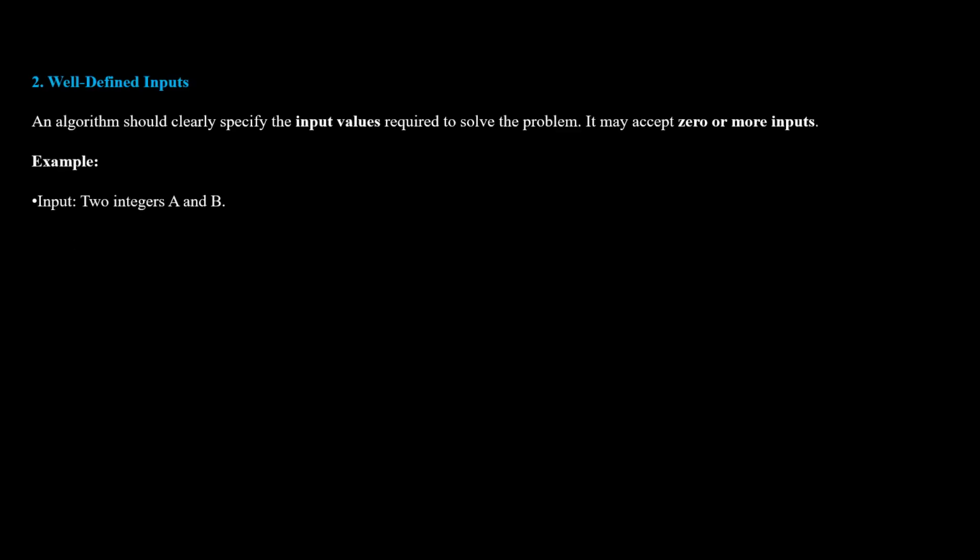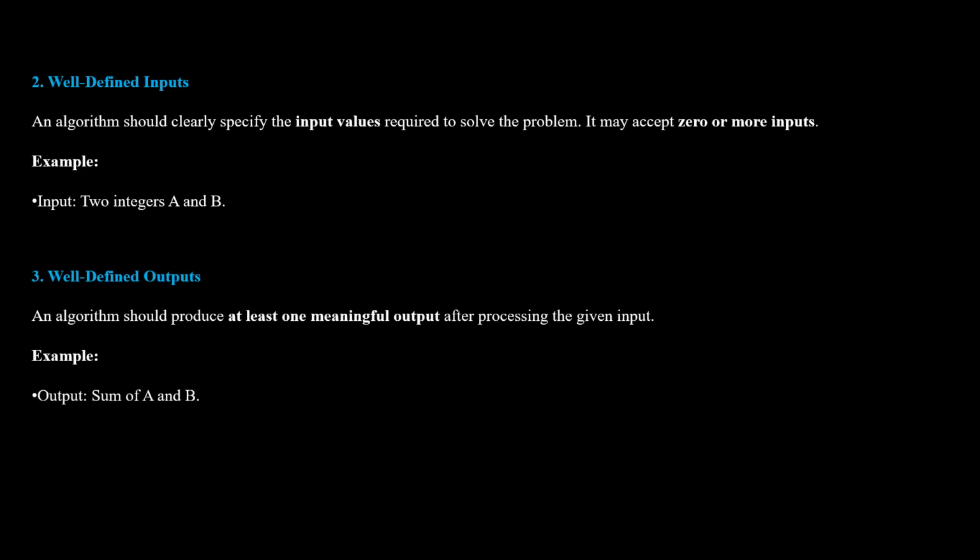The second feature is well-defined inputs. Just a moment back we discussed it: well-defined input. The input we are giving to the algorithm, we need to give the values in a clear, specified manner. If we are giving integers or any values, we need to give them in a specific manner. Then only the computer understands well-defined inputs. When it understands the well-defined inputs, then only the algorithm produces well-defined outputs.